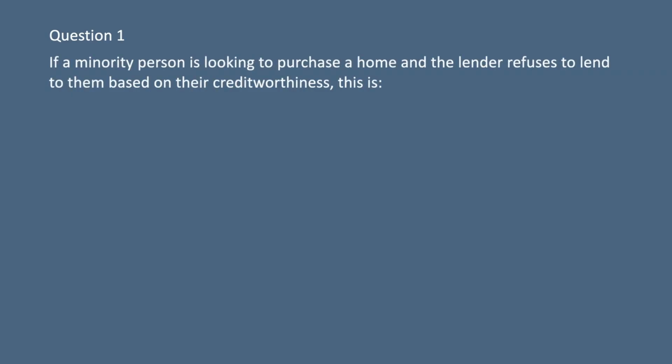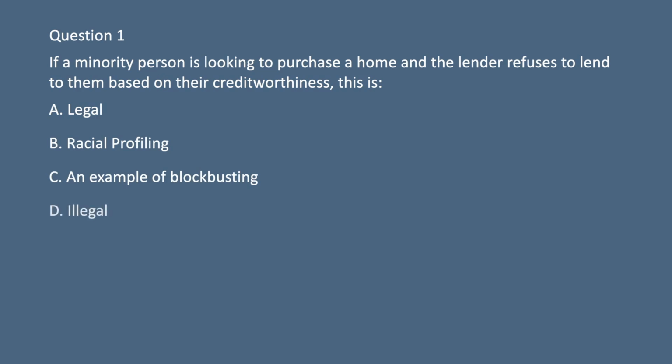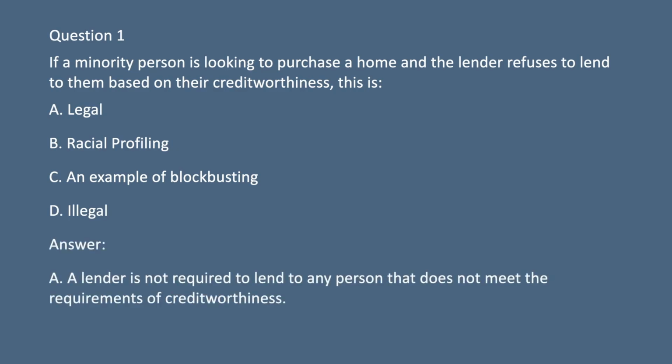Question 1. If a minority person is looking to purchase a home and the lender refuses to lend to them based on their creditworthiness, this is: A. Legal. B. Racial profiling. C. An example of blockbusting. D. Illegal. Answer: A. A lender is not required to lend to any person that does not meet the requirements of creditworthiness.